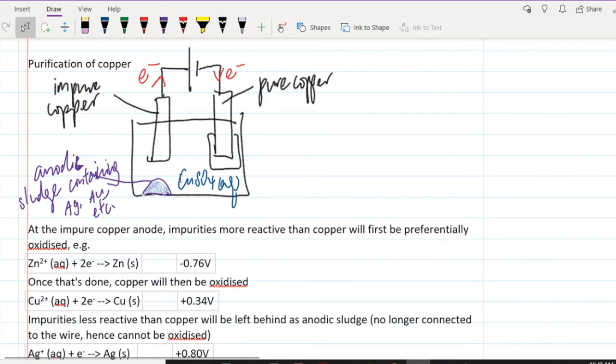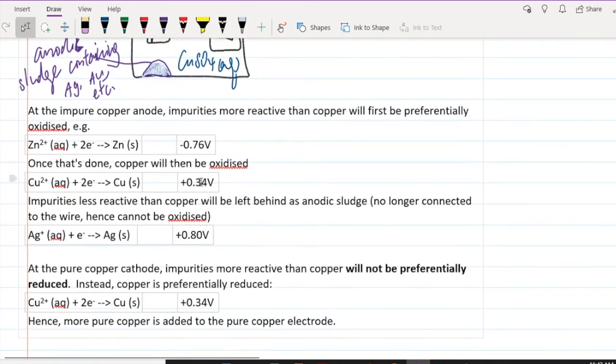So at the impure copper anode, impurities more reactive than copper will first be preferentially oxidized, right, because they have a less positive, or in this case more negative, reduction potential. Once that's done, copper will then be oxidized, right? After all the impurities more reactive than copper, what will be oxidized? It will be copper. So will impurities less reactive than copper be oxidized after all the copper has been oxidized, right? Theoretically, yes, but actually no.